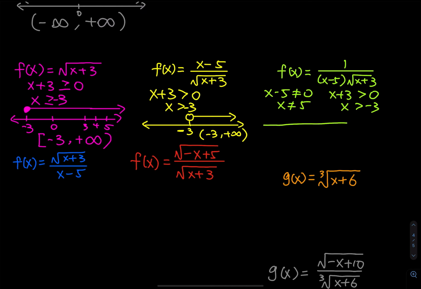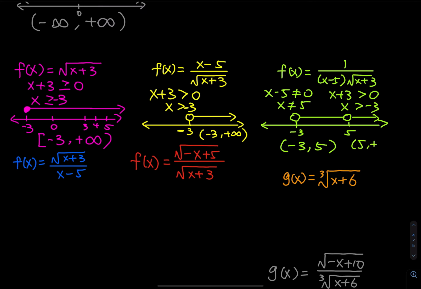This is a negative 3, right? This is a 5. So you start at negative 3 and then you go all the way to the right, except you have to dig a hole right over there because x cannot be equal to 5. So you have to use an open circle right over there. So this will be from negative 3 to 5 and then from 5 to positive infinity. All right, doing good.